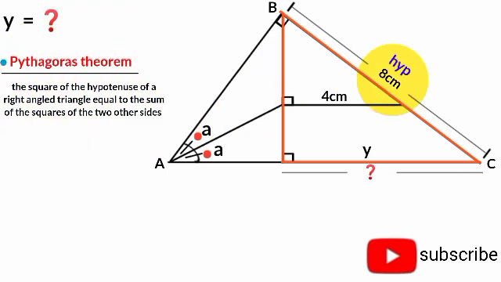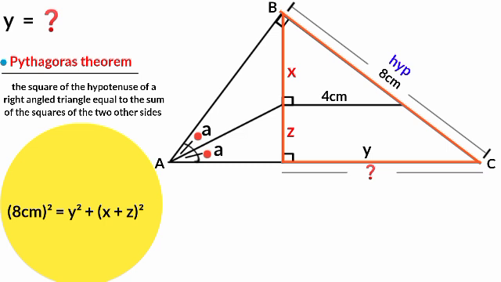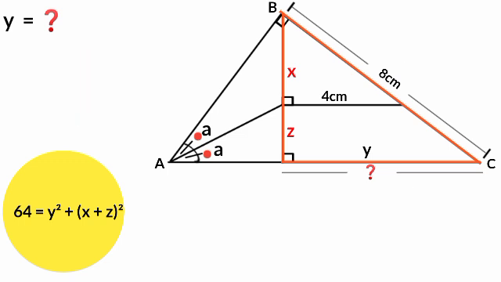So by Pythagoras, assuming this is x and this is z, the square of this 8 centimeters must be equal to the sum of the squares of this y and the sum of this x and this z. So 8 centimeters all squared equals y squared plus (x plus z) all squared. Ignore the unit centimeters. 8 squared is 64. So 64 equals y squared plus (x plus z) all squared.